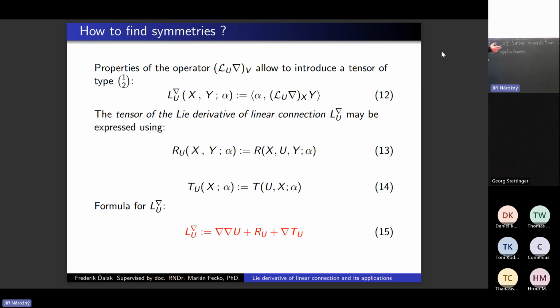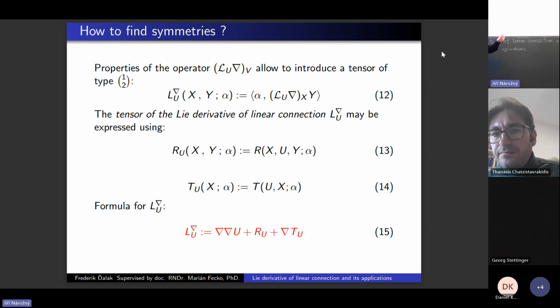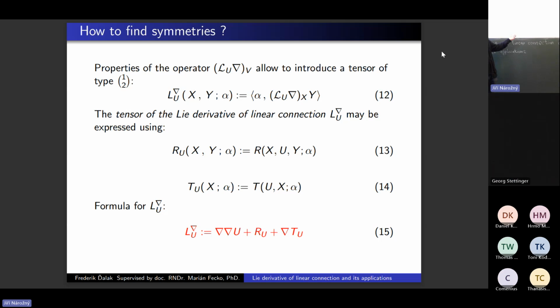And so yes, the linear combination of these terms has to vanish in order for u to be a symmetry of the given linear connection nabla. And this is also going to allow us to compute the symmetries for some specific cases. And as we can see, it's also quite a useful formula because it allows us to distinguish between the influence which the curvature and the torsion of the corresponding connection have on the condition for the symmetries of the connection.